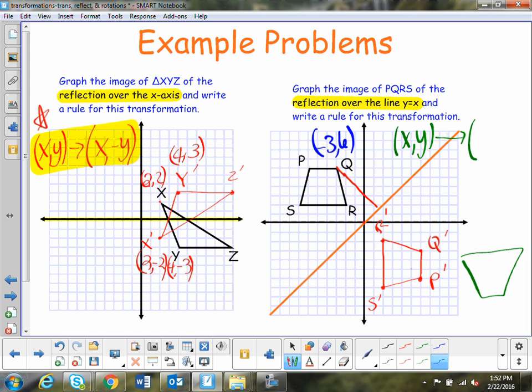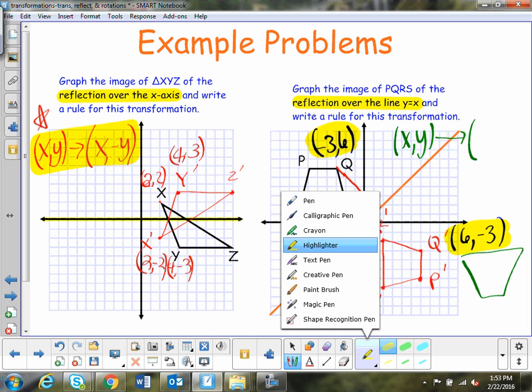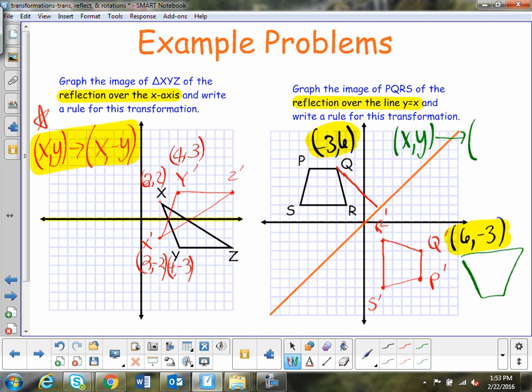Dylan, what is Q prime at? Okay, now look, compare those two, guys. Compare this one, the new one, with the original one. What happened there? All they did was switch, right? So what do you write now? What is it? That is the rule, always and forever, for the reflection over the line. I would highlight that and star it.